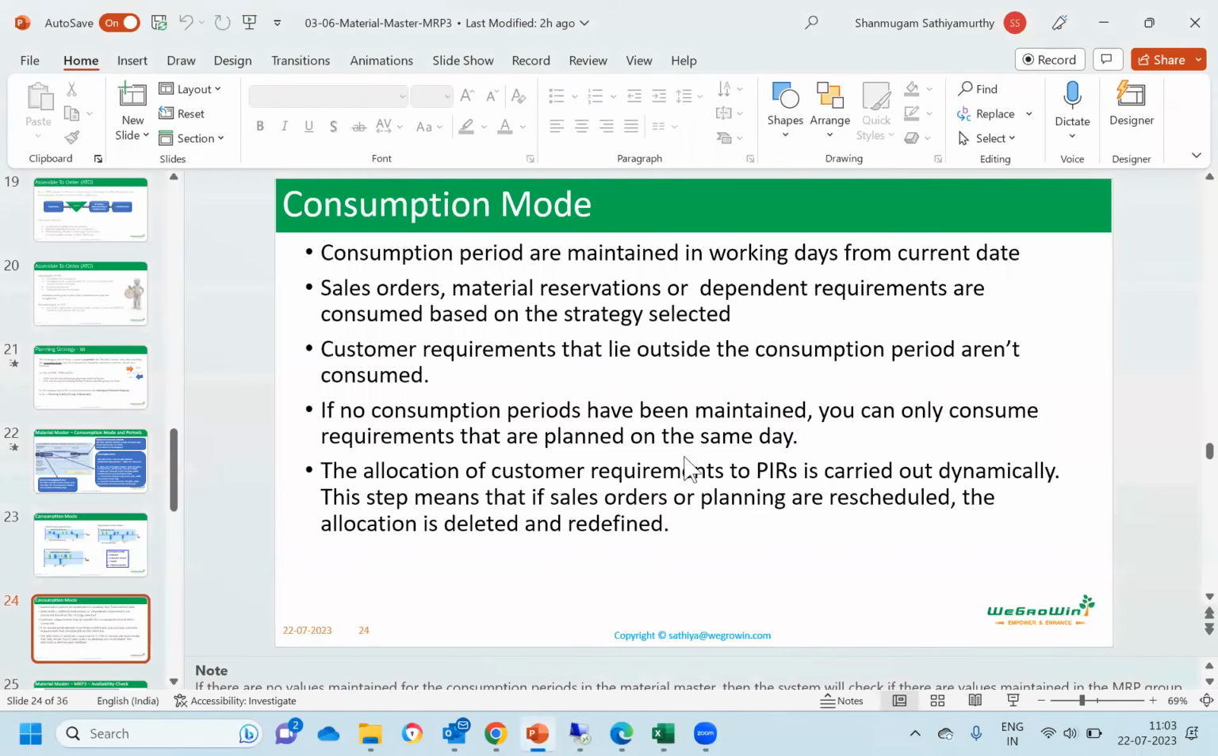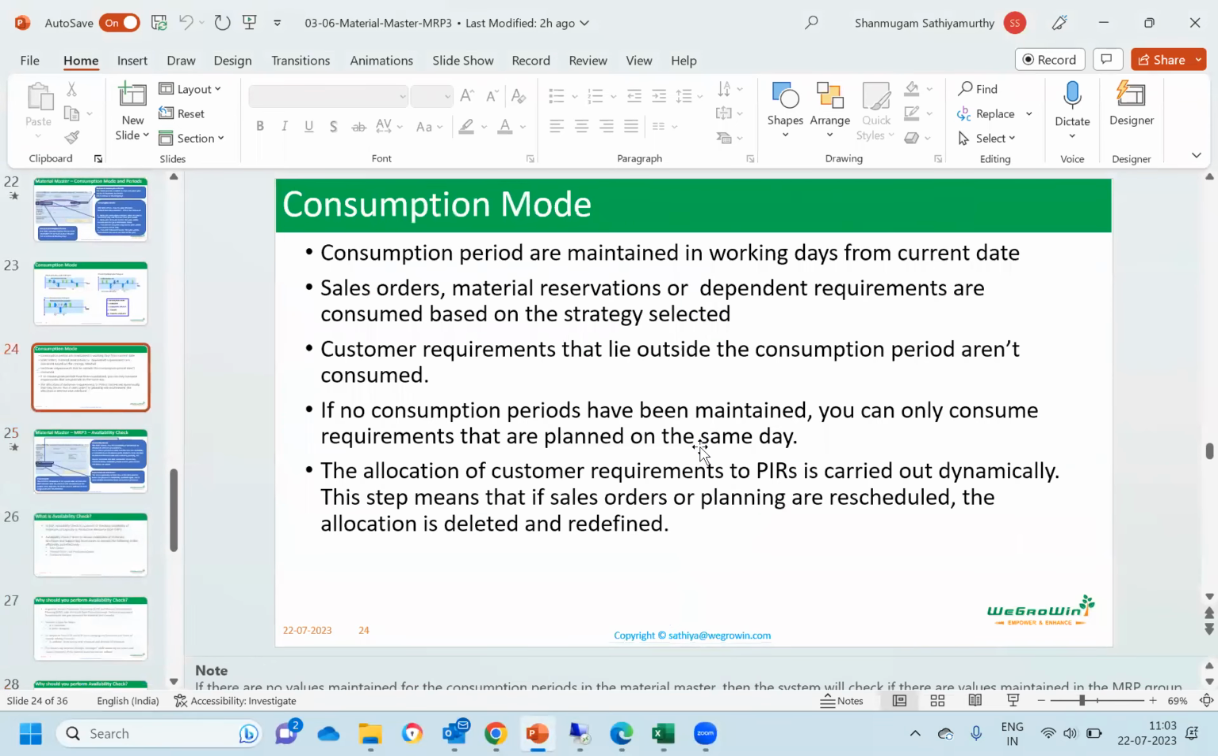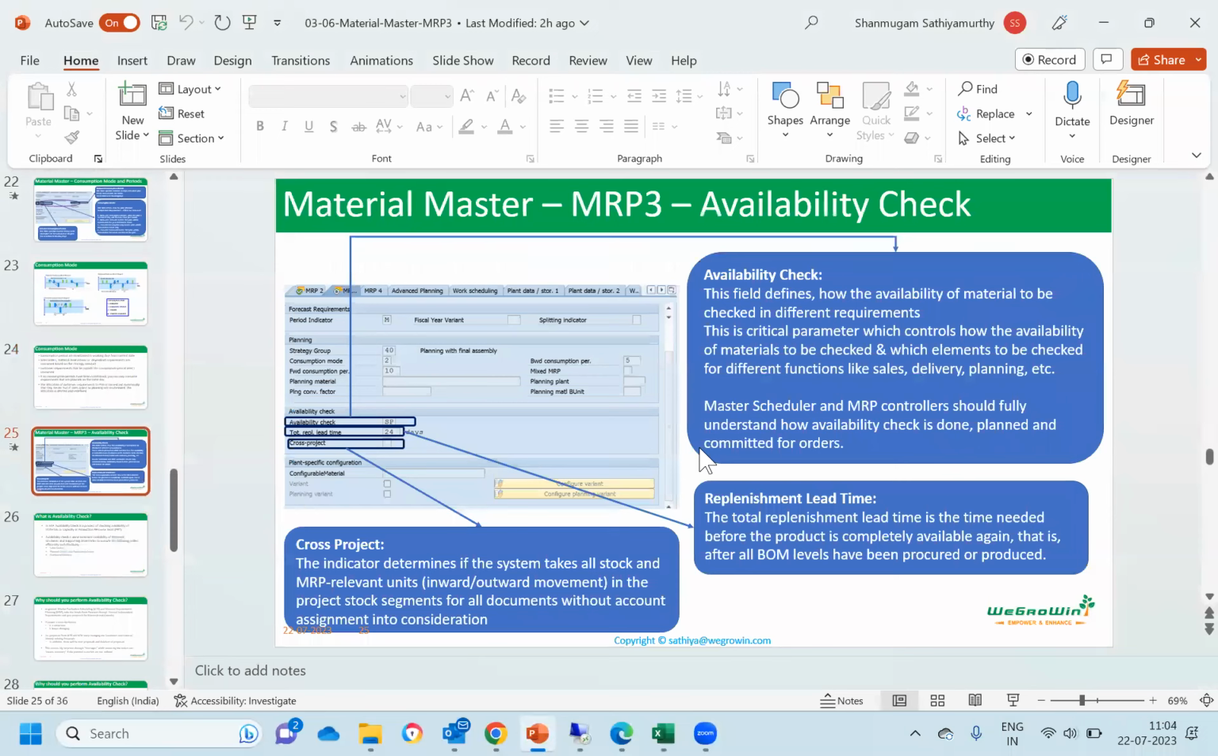So I have a question, sir. Yes. If the consumption period is put at 999, what if we have a separate system for carrying out the planning, sir? Yeah, that is okay. If all the planning is done outside the system, then all these things are just for namesake that you are using it.